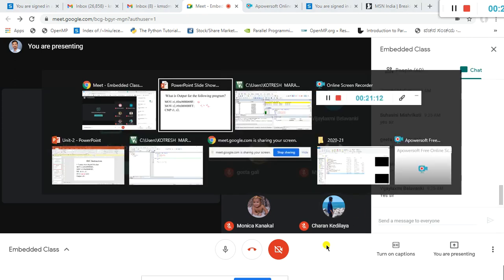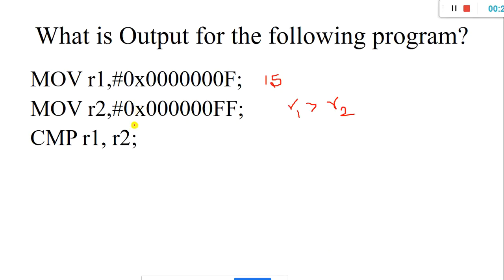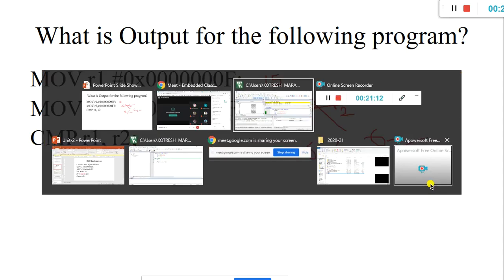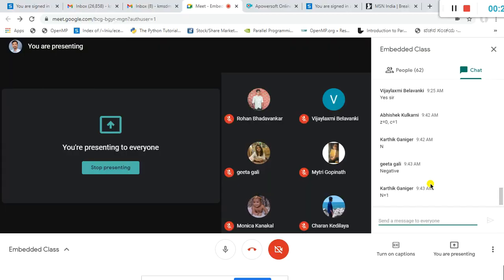I am performing the compare instruction. Compare instruction means compare R1 and R2. Sorry, not that R1 is greater than R2, but R1 is less than R2. How do I come to know about this, by means of which flag? Negative. Good.